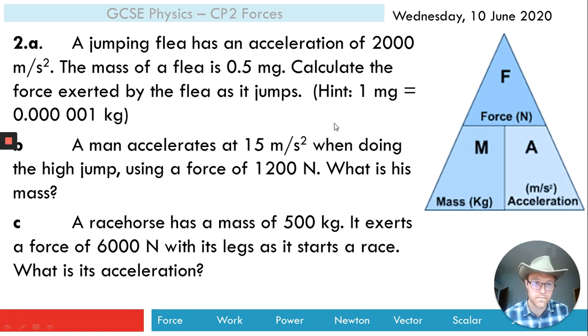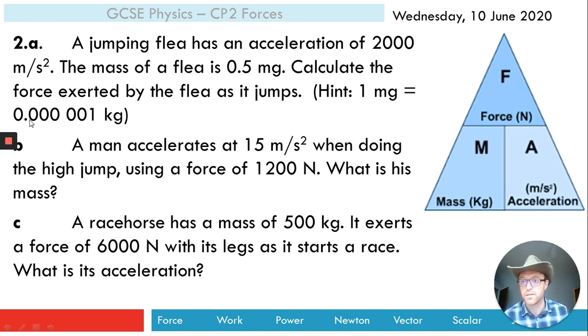Question 2. Here we're using our F equals ma equation. 2a: a jumping flea has an acceleration of 2,000 meters per second squared. The mass of the flea is 0.5 milligrams. Calculate the force exerted by the flea as it jumps. You're going to have to convert 0.5 milligrams into kilograms. You've been given a hint.